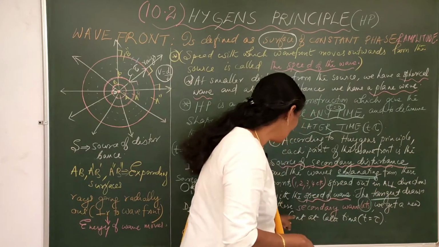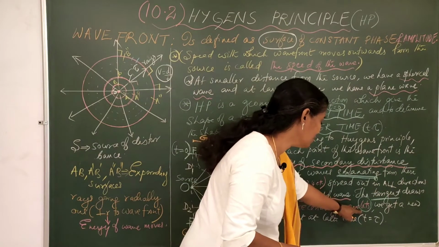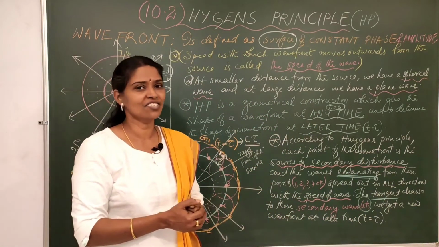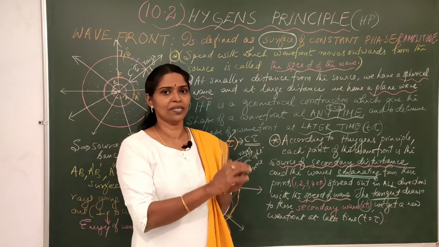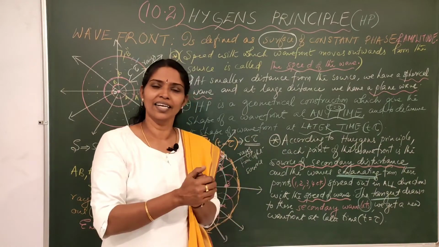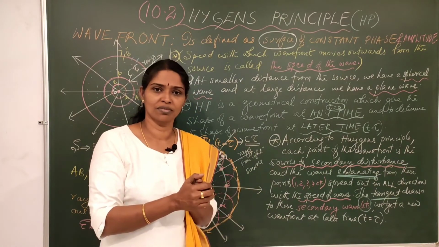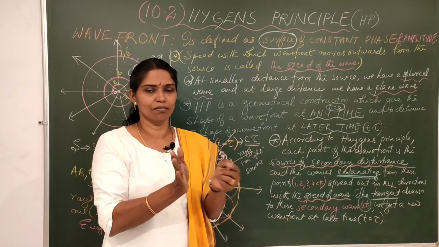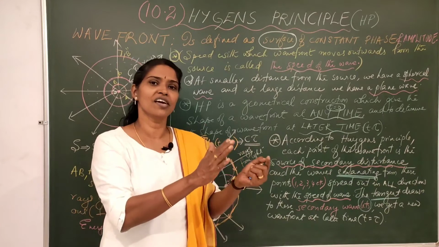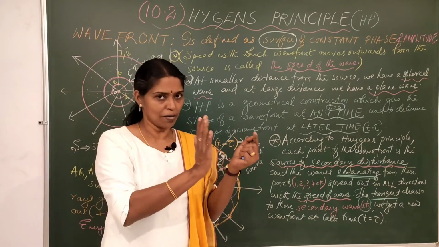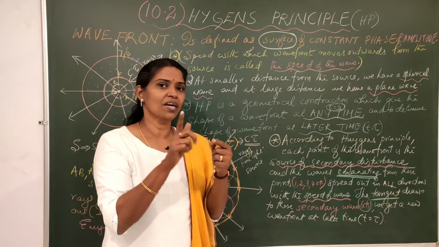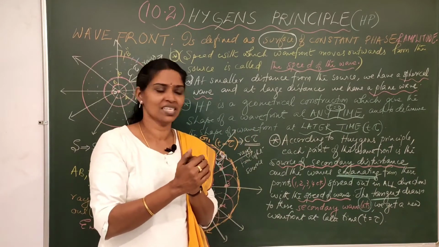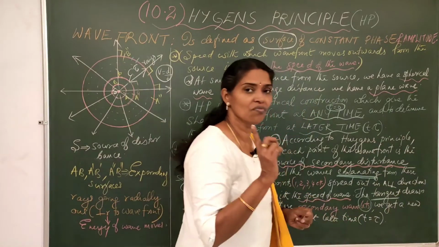The tangent drawn to the secondary wavelets. Look at the word wavelet. Pig and piglet is familiar. What is pig? Mother pig. What is piglet? Child. So let is used for what? Child of the wave. Pig, piglet. Mother, child. Similarly, wave, wavelet. Wave means primary source producing a wave. Wavelet means child of that wave again producing a wave. So that is secondary wavelet.